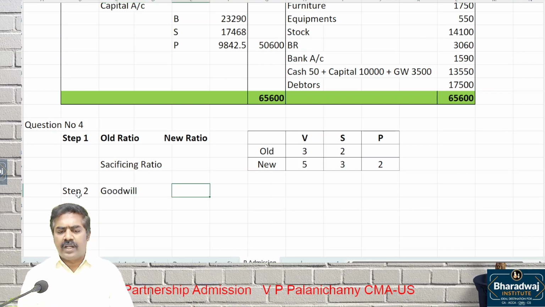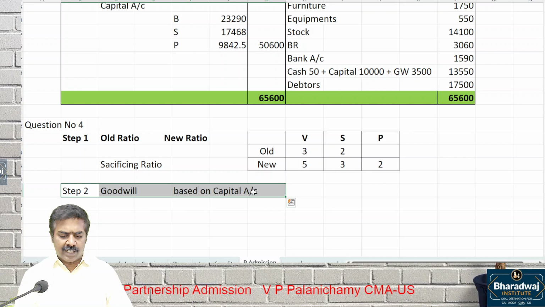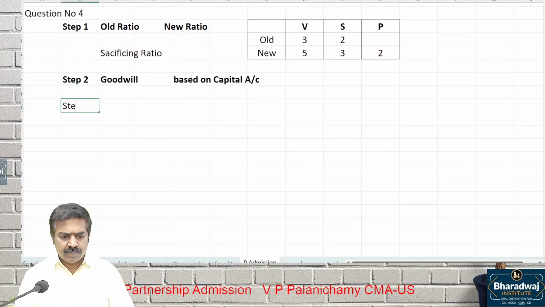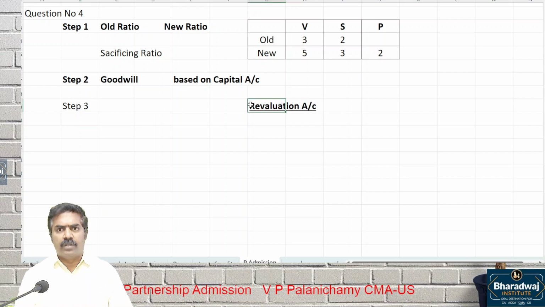We cannot do it now. We have to work out based on capital account. Based on what? Capital account. We cannot do it now. Let us wait. Step 2, we cannot do it. We can do it later only. Step 3. What is step 3? Start. Revaluation account. In this question, it is only revaluation account. It is not given that partners decide.